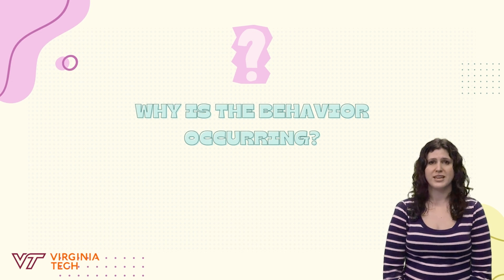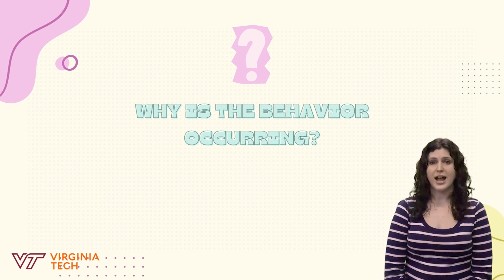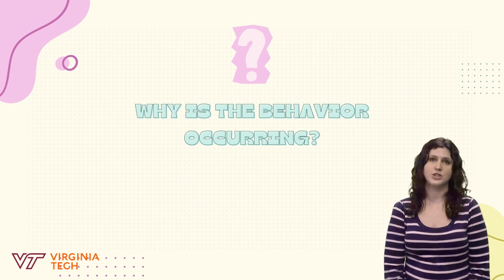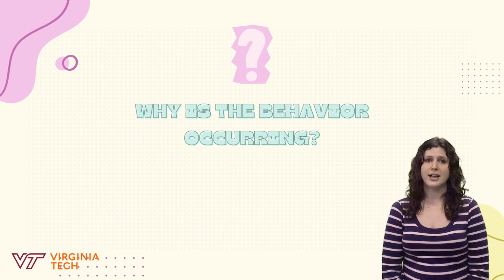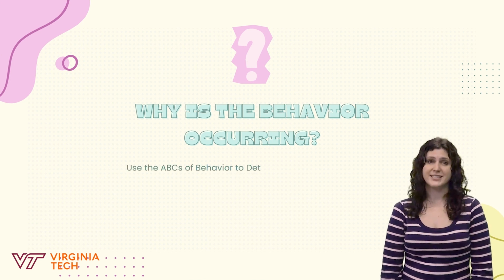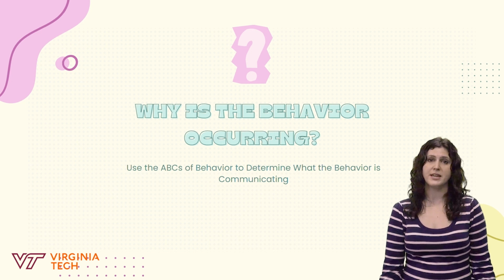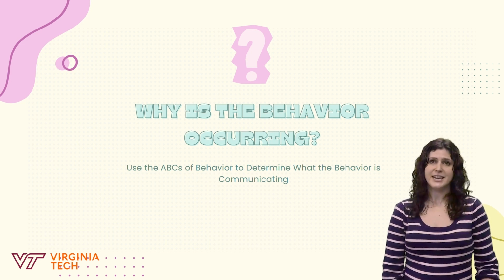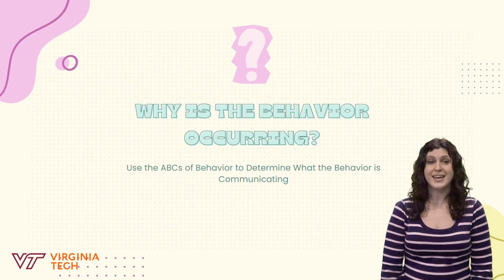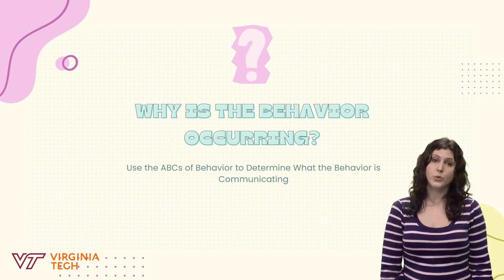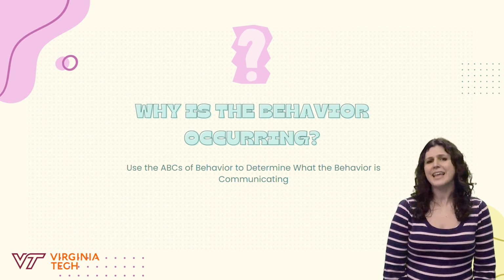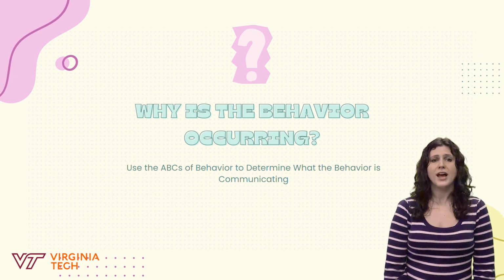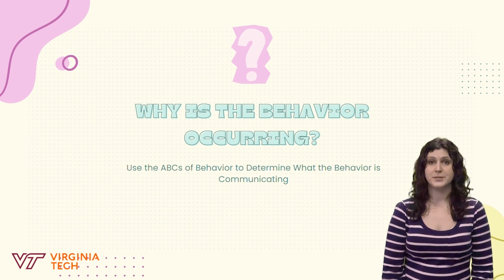All behaviors communicate something, so it is your job to figure out what the problematic behavior your child is engaging in is trying to communicate to you. You can analyze your child's behavior using the ABCs of behavior system that you learned at the beginning to figure out the why. That is, identify the antecedent, the behavior, and the consequence, and determine what happened before and after the behavior. Playing detective to identify the functions and ABCs of behavior will help you identify appropriate replacement behaviors.